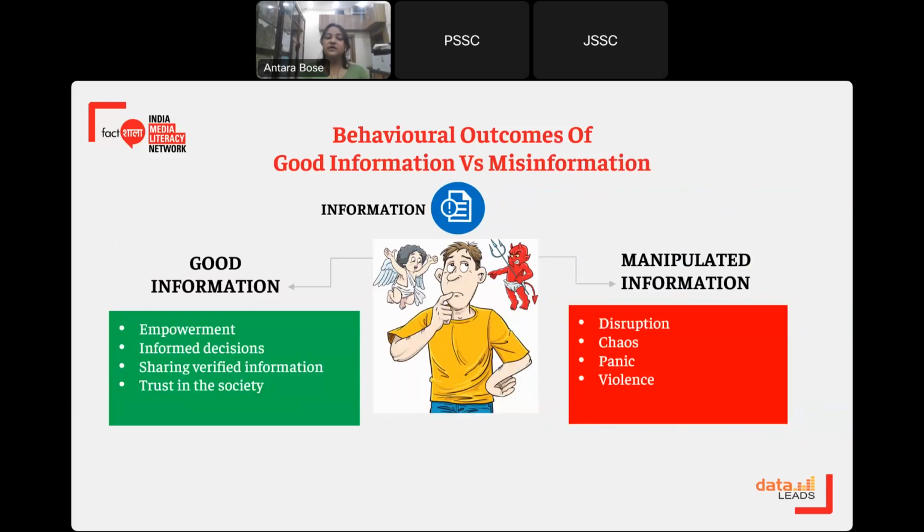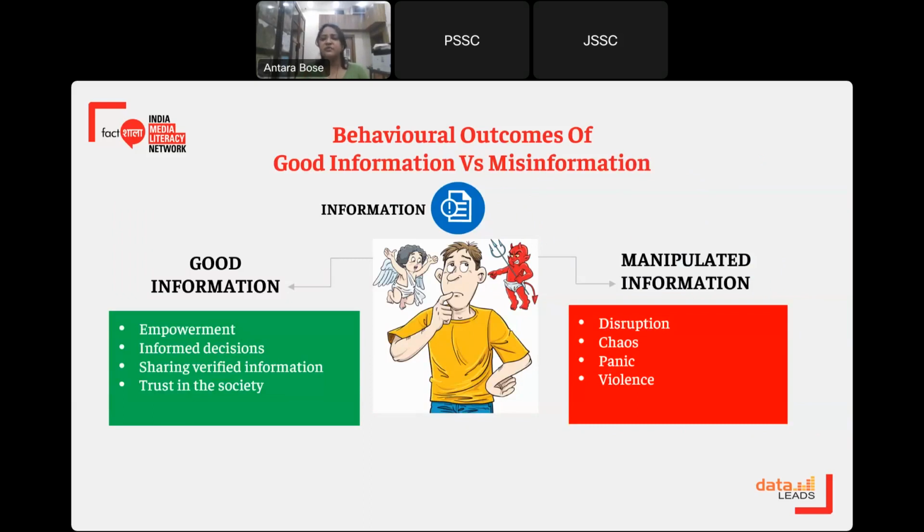So there are various kinds of information. There is good information and there is manipulated information. So what does good information do? It empowers you, it helps you make informed decisions, it helps you share verified information, and it builds trust in the society. Whereas manipulated information causes disruption, chaos, panic and violence.